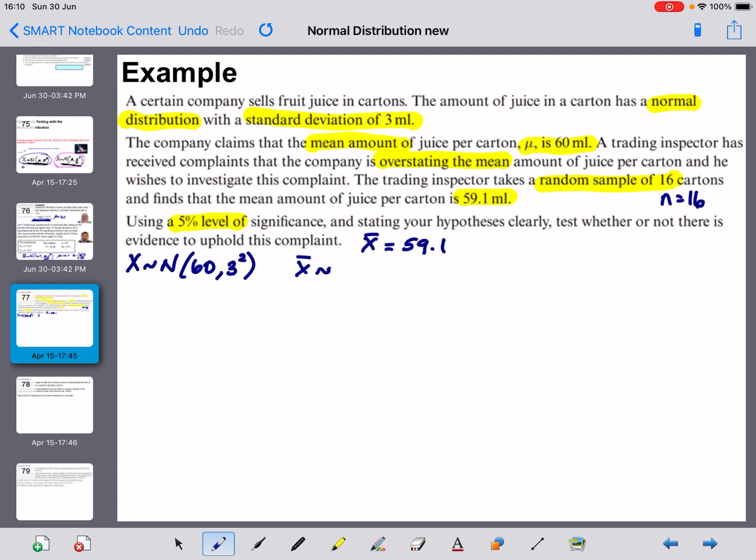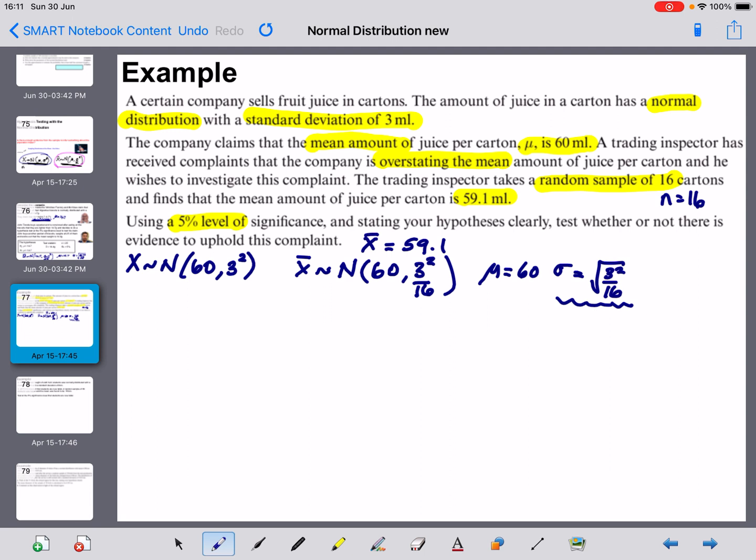So X bar is normally distributed, so the mean stays as 60, and then the variance we need to divide by 16. So any calculation now, we're going to use mu is 60 and sigma is the square root of 3 squared over 16. I tend to write that down because a really common mistake is to use the wrong standard deviation. Okay, so we've converted our parameters.